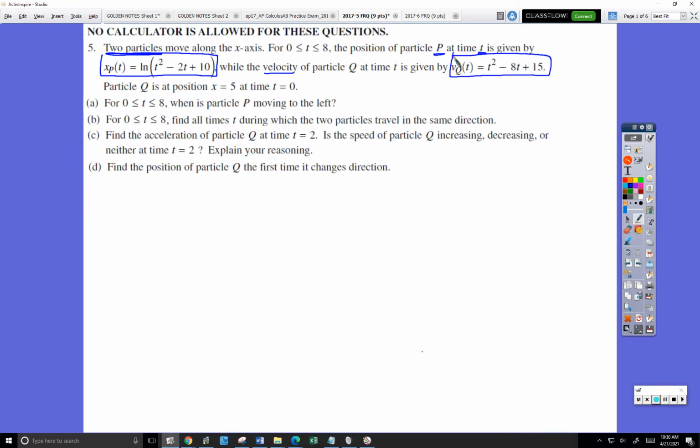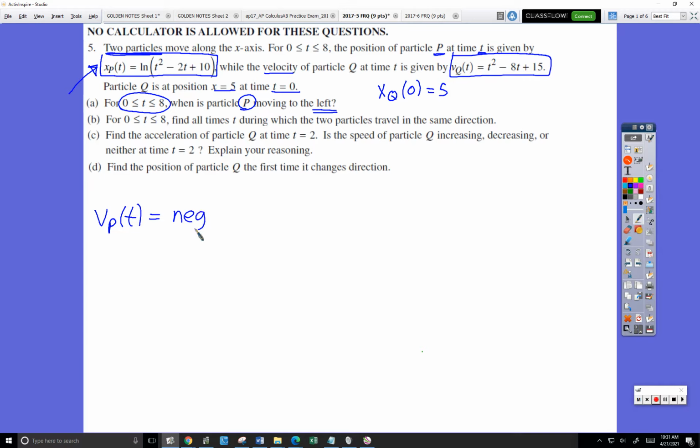Particle Q is at position 5 at time 0. So I should write that down. The position of particle Q when the time is 0 is 5. Don't get it backwards. From time 0 to 8, when is particle P, that's this one, moving left? So I have to remember particle P is moving left when the velocity of particle P is negative. So I'm looking to see when this is negative.